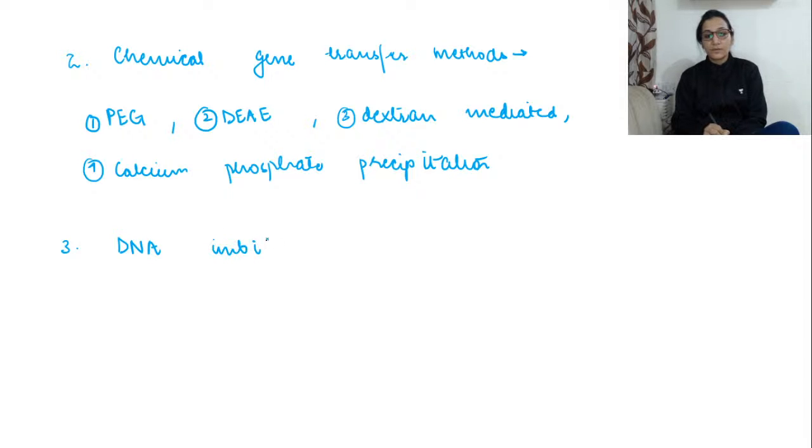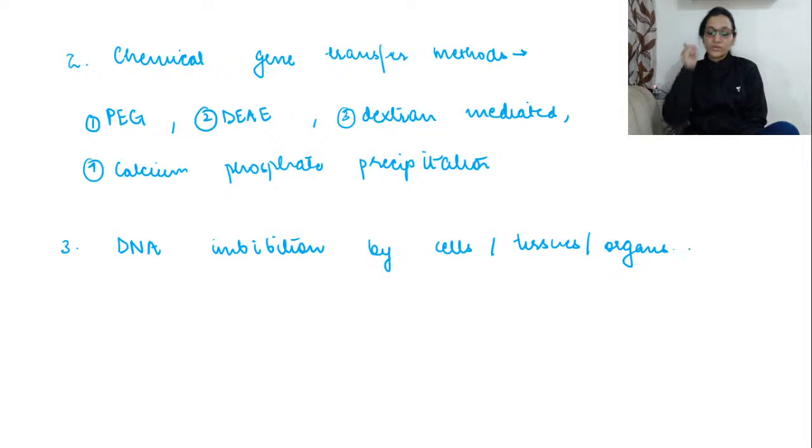DNA imbibition by cells, oblique tissues, oblique organs. Right, so the salient features of different methods for direct DNA transfer are many, which we are going to see, that is, what are the salient features of direct DNA transfer methods, but that we are going to talk about after a while.